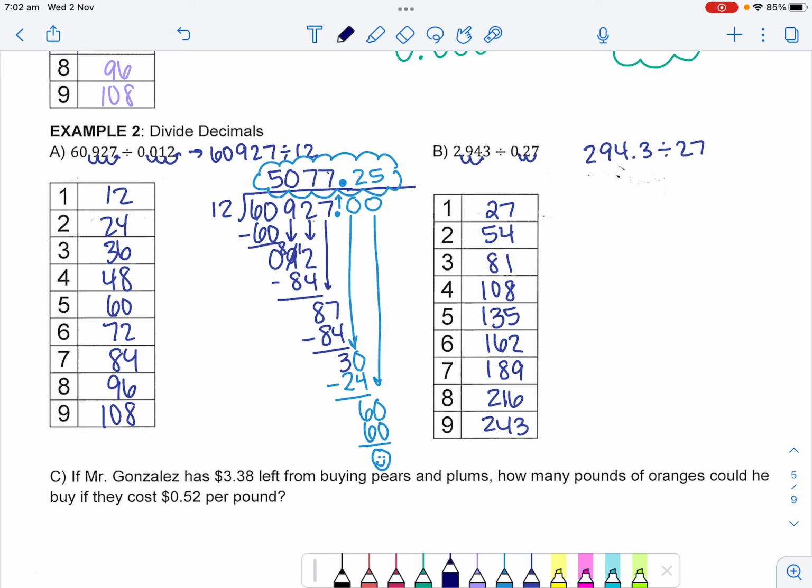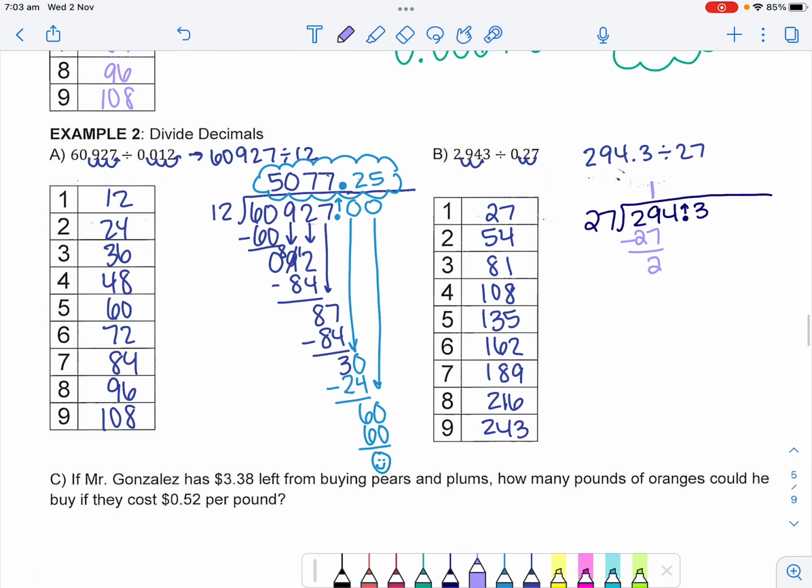So now I'm going to do 27 into 294.3. Now there's already a decimal in my problem, so I don't have to add one later. If I get to that point, I'm just going to end up bringing it up to the answer line. So 27 goes into 29 one time. 29 minus 27 is 2. I'm going to bring down the 4. 27 does not go into 24, so I'm going to move over with a 0.